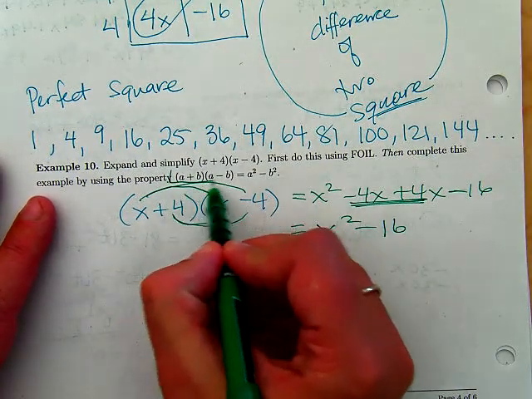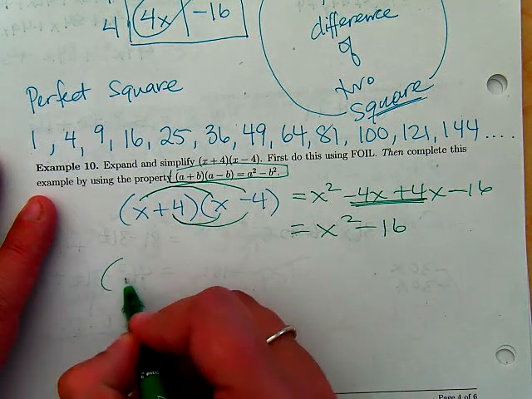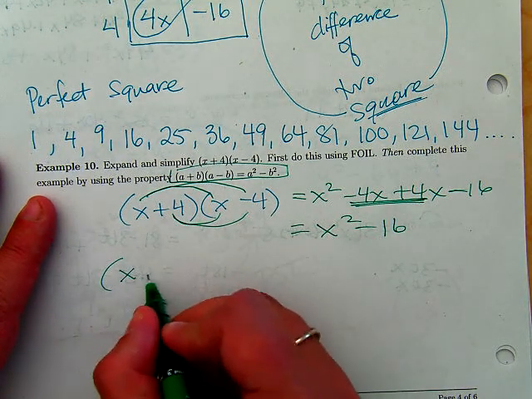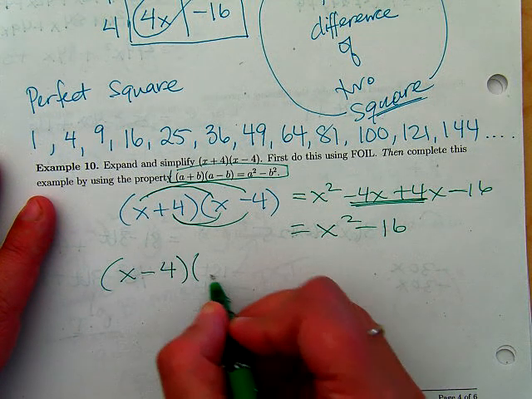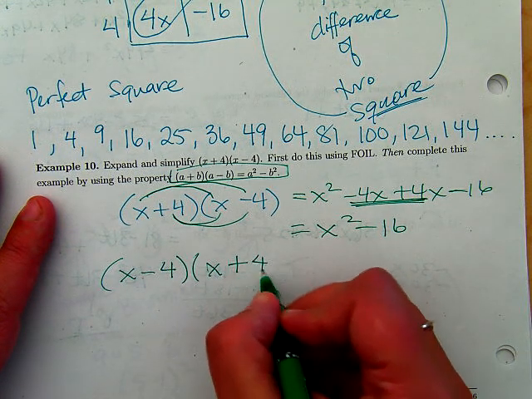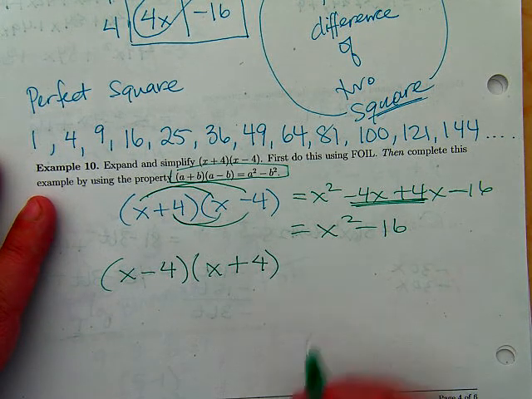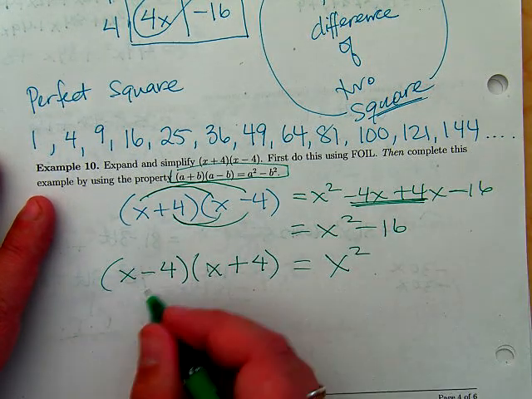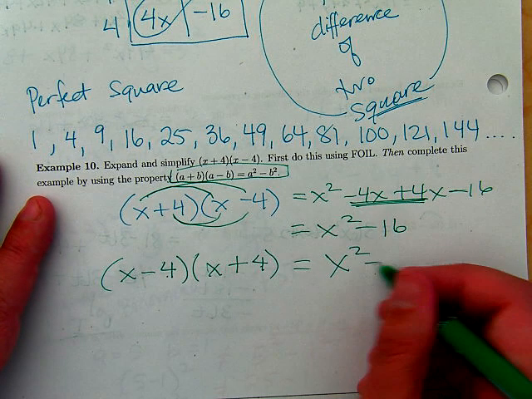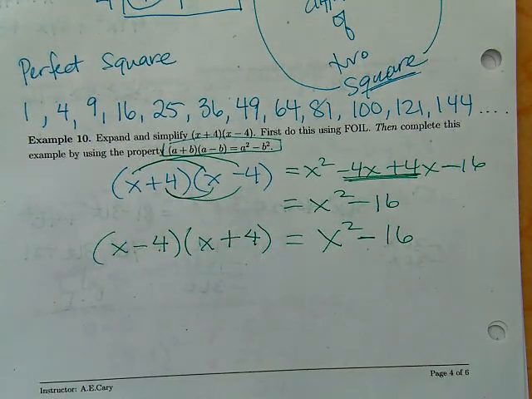So this is the formula right here. If you see that you have the same exact numbers but opposite signs, I did them in reverse, you could just skip to square the first, x squared, square the last, and have a minus in between.